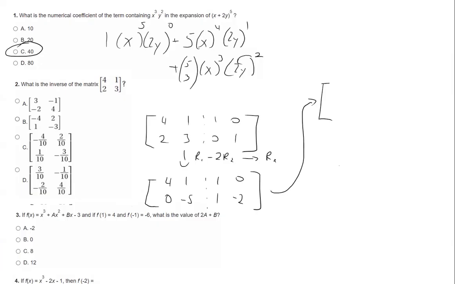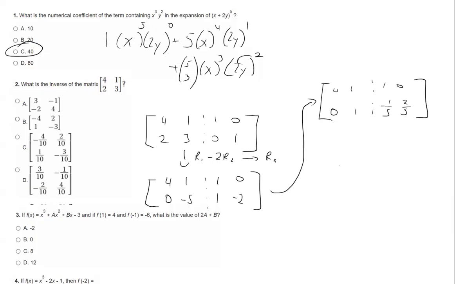We can make this minus 5 over here a 1. So what do we do? We would divide by negative 5, right? So it becomes minus a fifth over here and 2/5 over here, okay? And then the top remains the same, okay? Let me rewrite the 1/5.